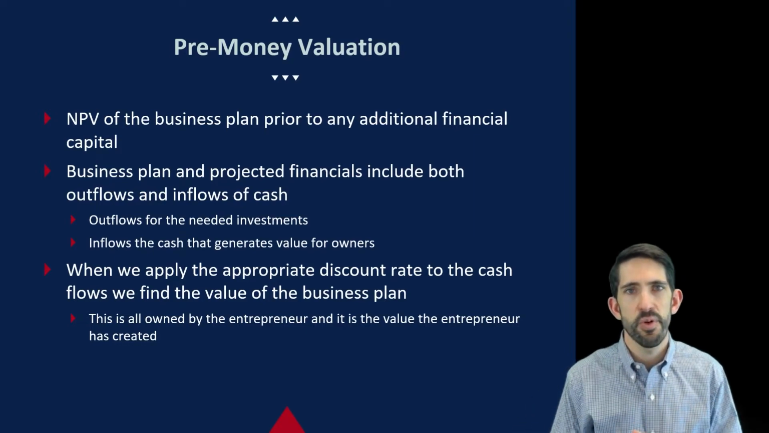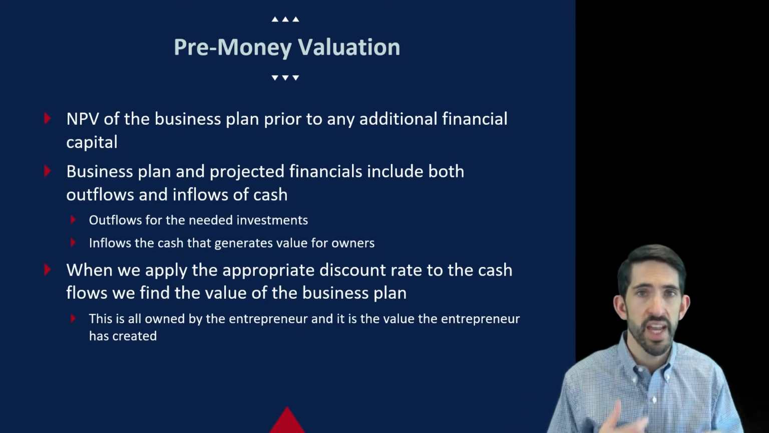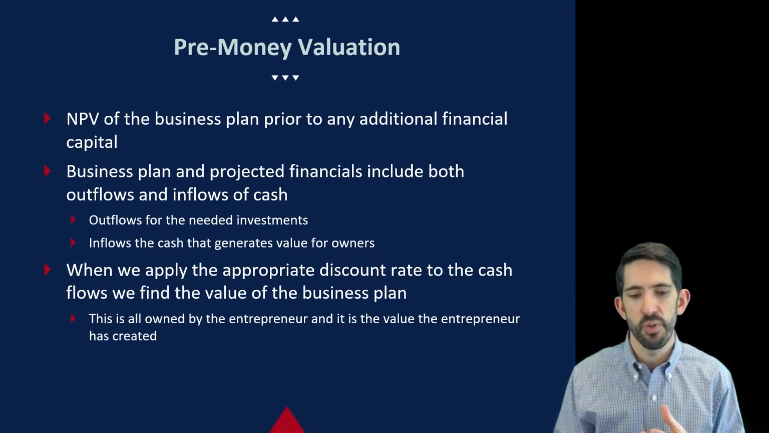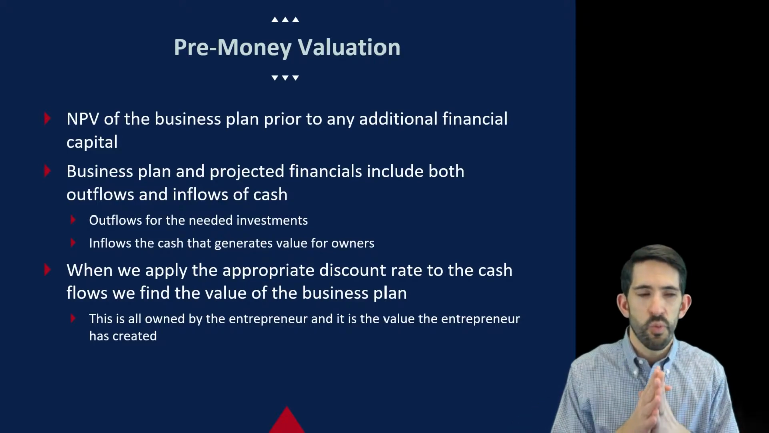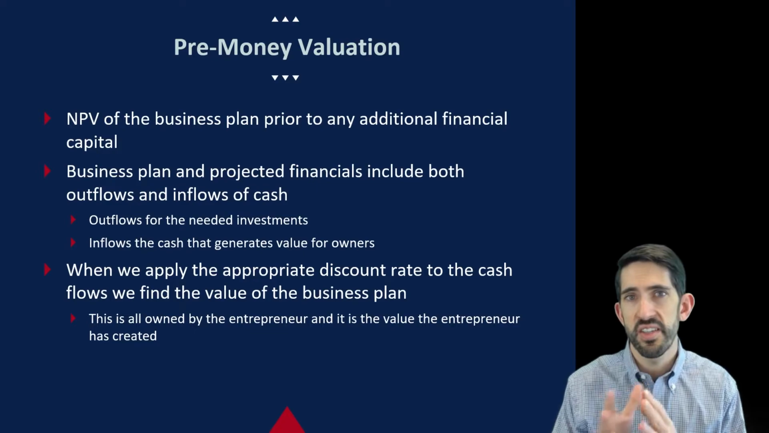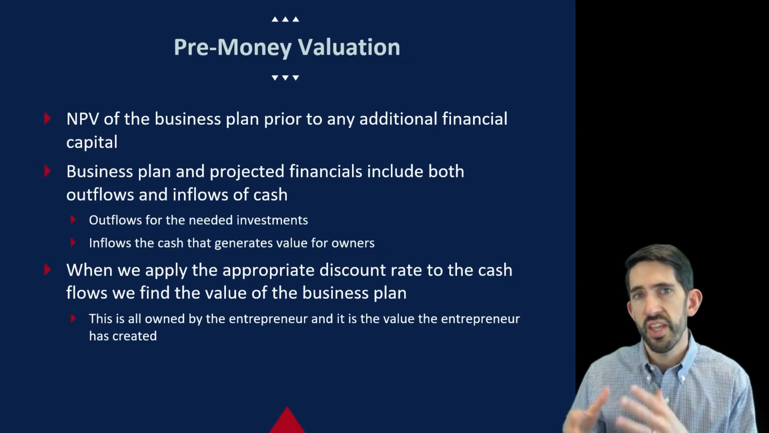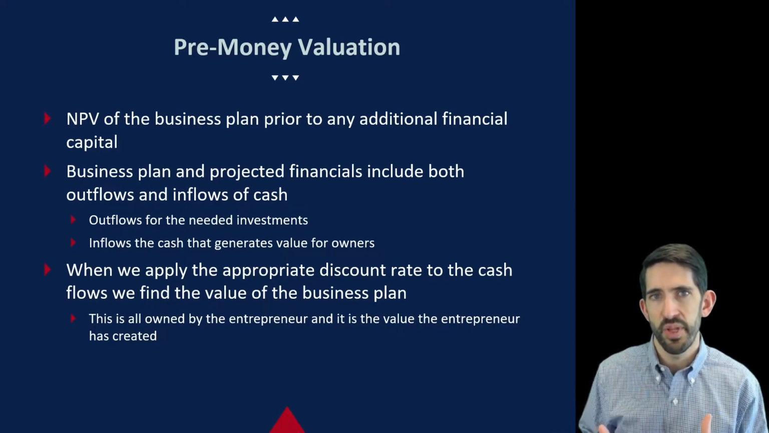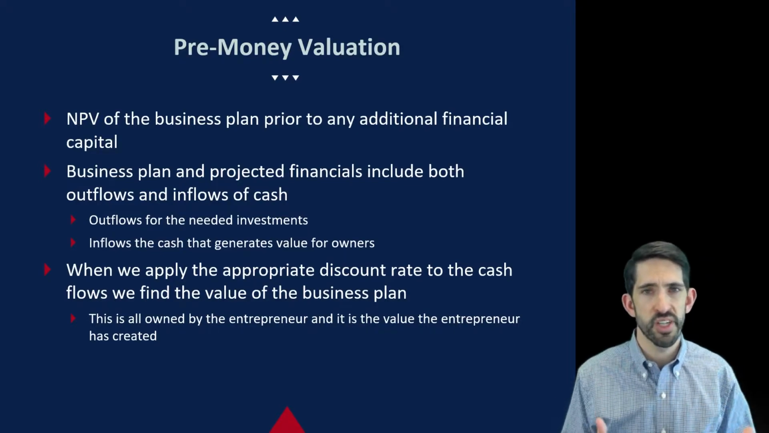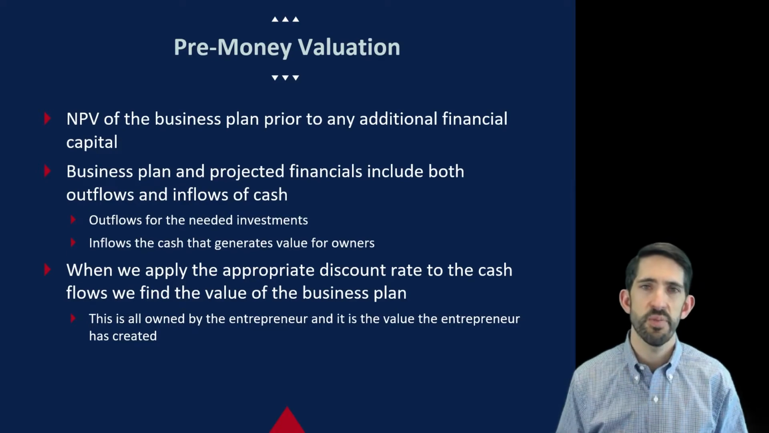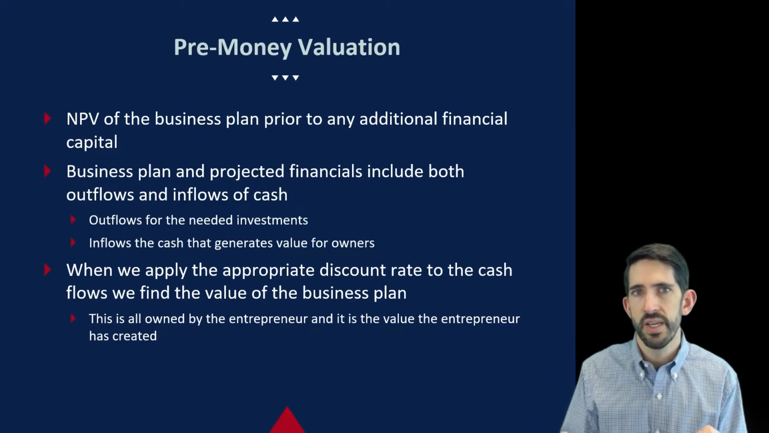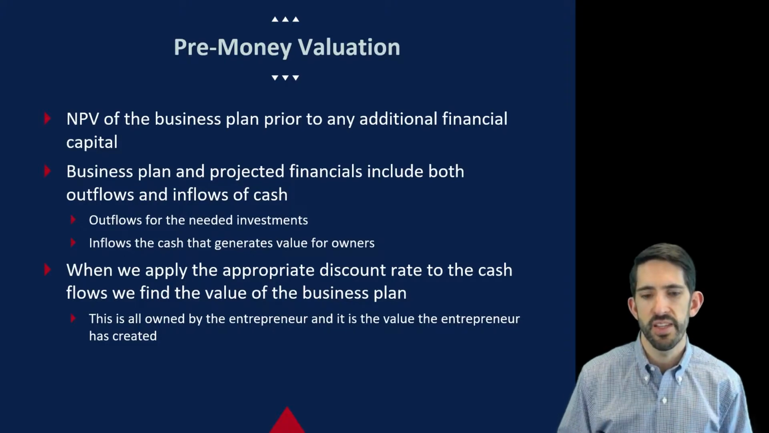And like I said before, they can be negative, right? We need to put cash out in order to buy the things we need to make the company work going forward. So when we think about this method and we apply the appropriate discount rate to these valuation cash flows, we get the proper value of that business plan. And importantly, this is all owned by the entrepreneur or the current owners of the company. They've created this business plan and this way to basically transform investment into future cash flows. So that's value that the entrepreneur has.